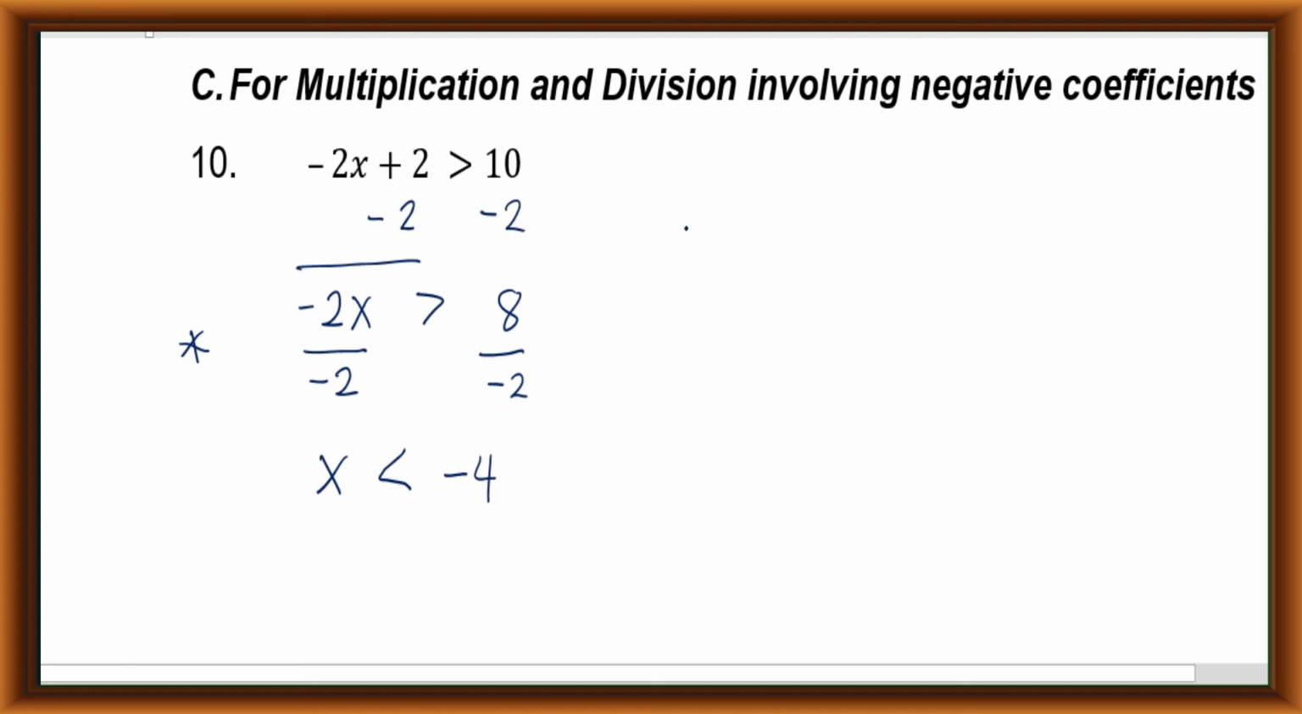So in our number line, let's grab this one. We have negative 5, negative 4, negative 3. So x is less than negative 4. So let's exclude negative 4 and the direction is moving to the left side.